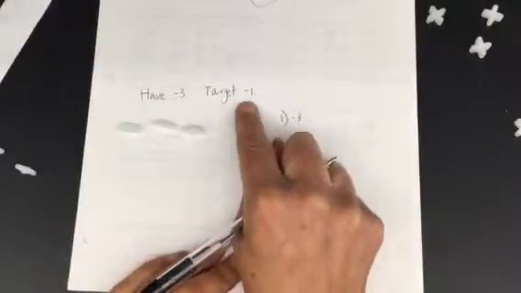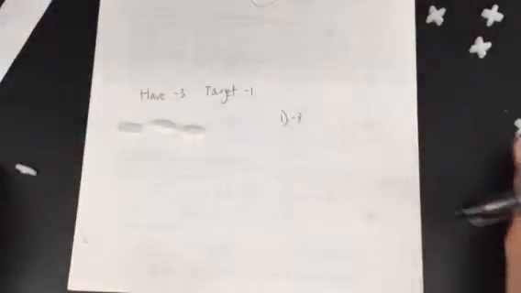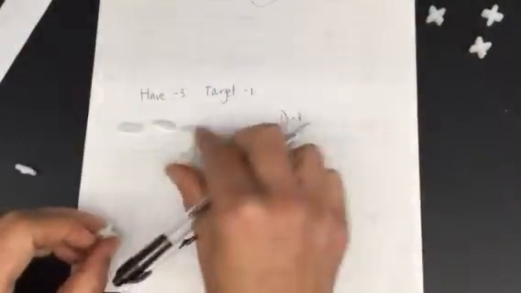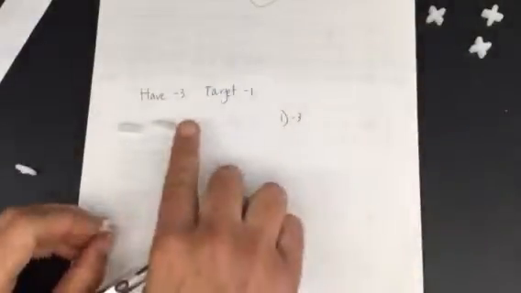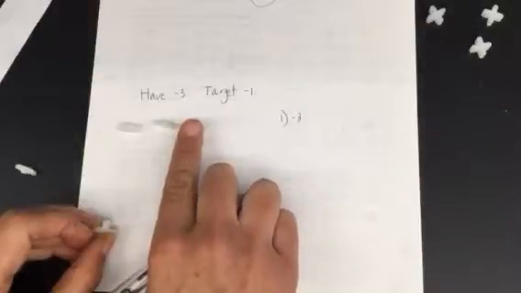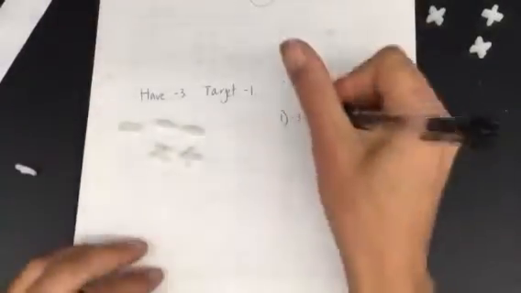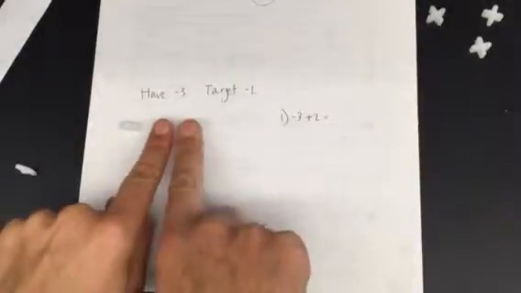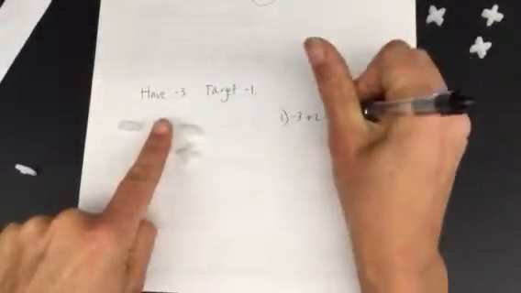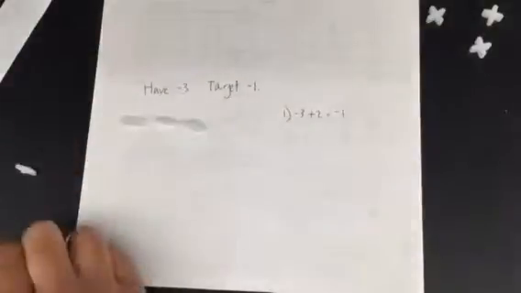So we've got -3, and my target is to become more positive by getting to -1. Once again, I can add. If I added +1, that's not enough to get me to -1. So I'm going to add +2, and I've got a zero pair, and I'm left with my target of -1. Okay, so that's one way.